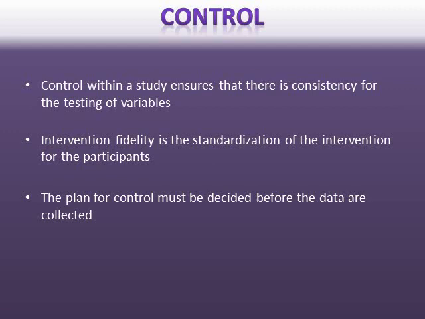In quantitative research, it's also really important to think about consistency within the study. And this can be thought of in terms of control, which is the idea that there would be uniformity across the different tested variables, and intervention fidelity, which is the idea that everybody within the study would receive similar types of treatment, and that this would be standardized. Now, this really needs to be thought about before the data in the study is actually collected so that this is done effectively.